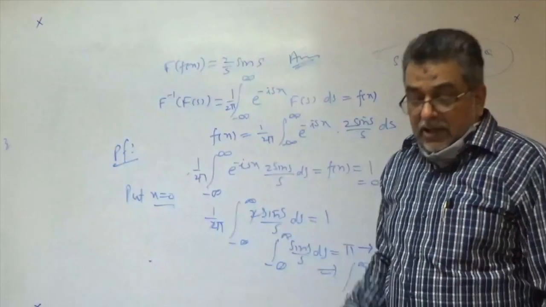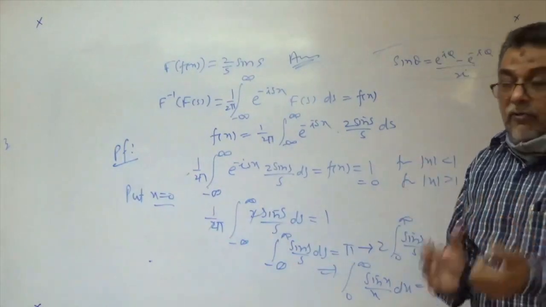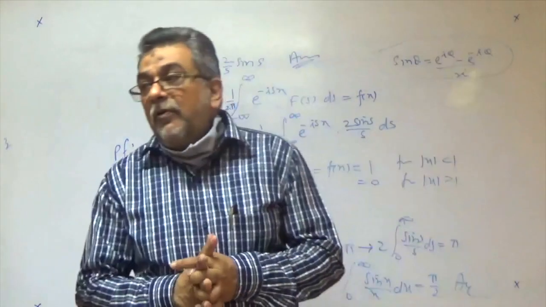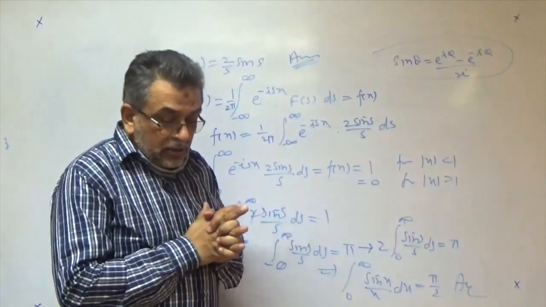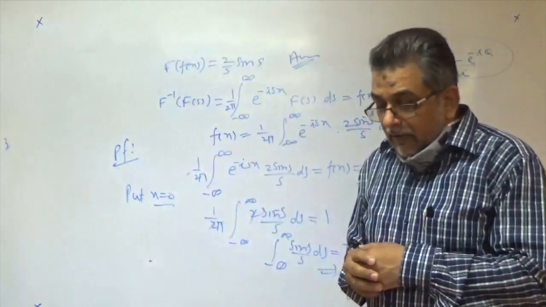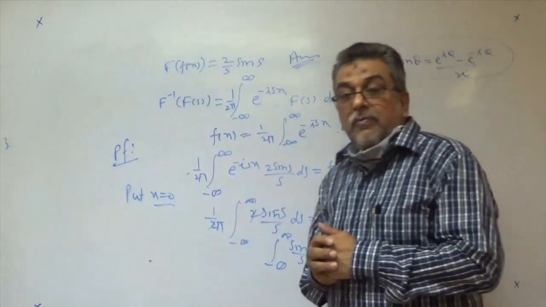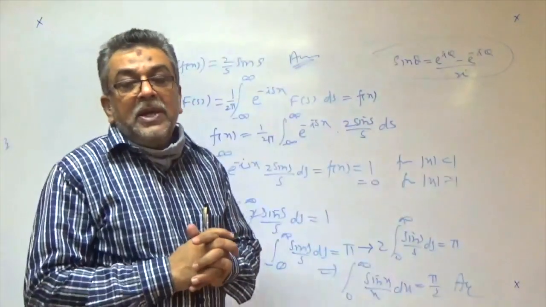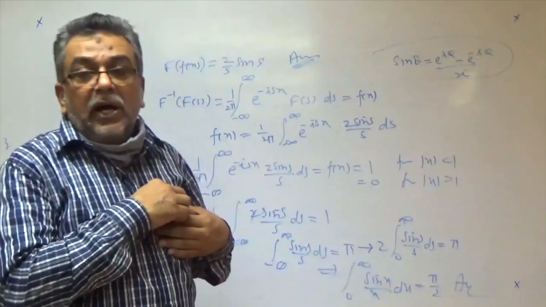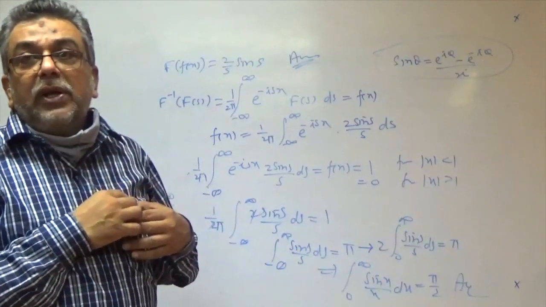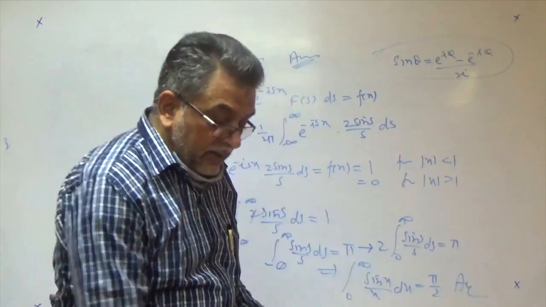This is the numerical problem. Here we have a function. First we have to calculate the Fourier transform, and then with the help of the Fourier transform we have to evaluate this integral. So first we calculate the Fourier transform by the basic formula, and then we use the inverse of the Fourier transform to calculate the integral. Now we take another example.